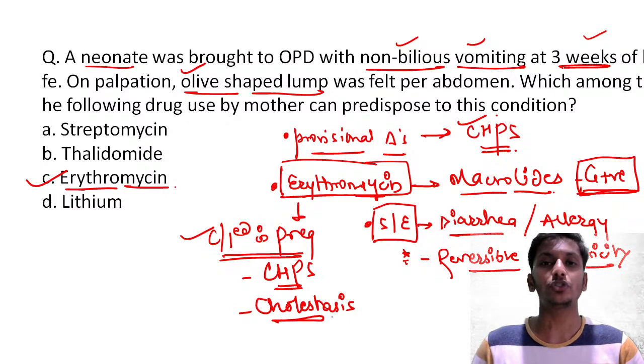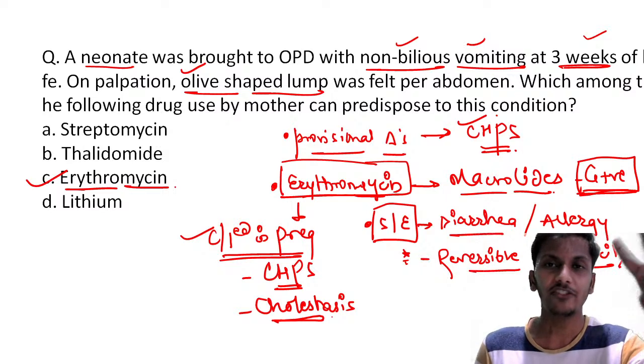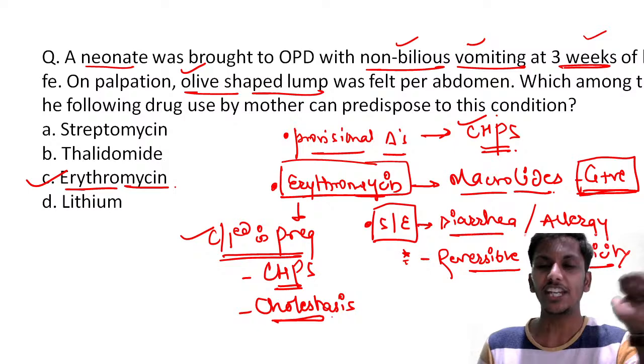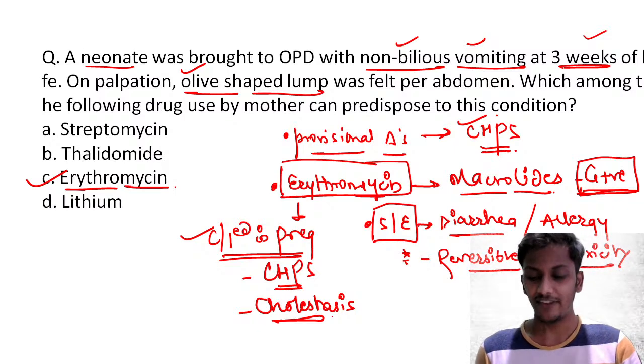Okay, it can predispose to jaundice. So the two side effects that erythromycin can lead to if given in pregnancy are, first is CHPS and second is cholestasis in the neonate. Important two side effects. Okay.